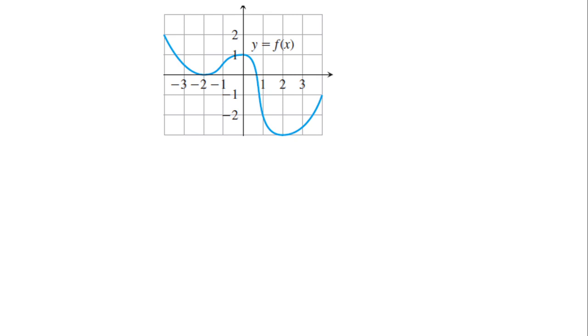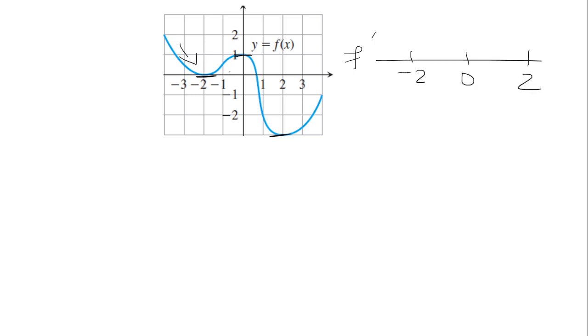Let's look at this graph here. First we want to see where f is increasing and then decreasing. So it's good to draw a number line first, the first derivative test, and we're going to put in our critical points. So we're looking where the derivative is 0, so that's at -2, 0, and 2.